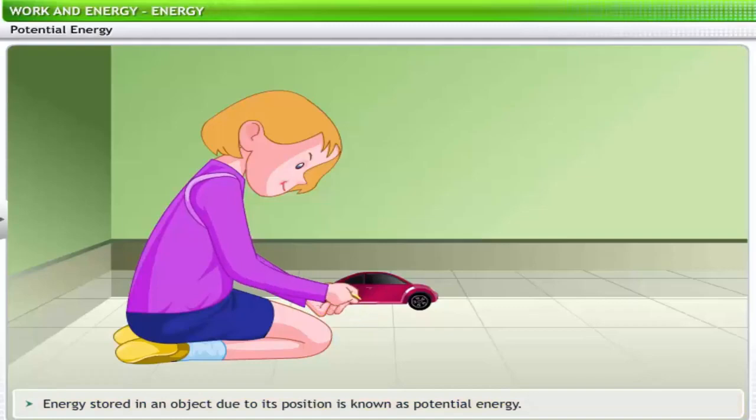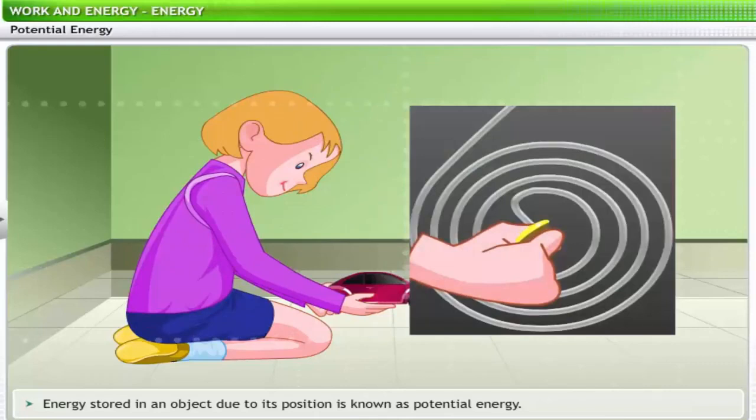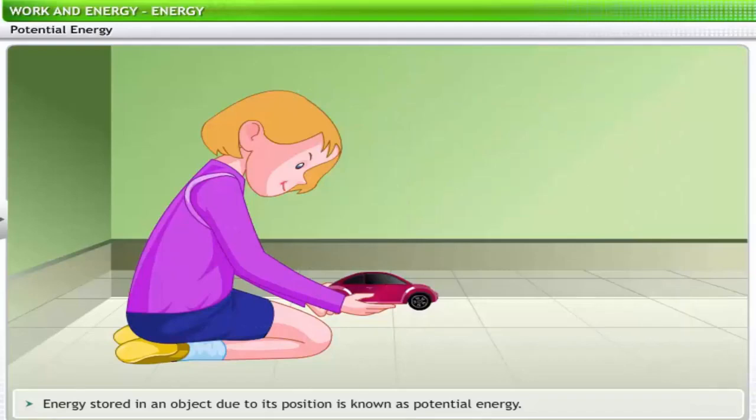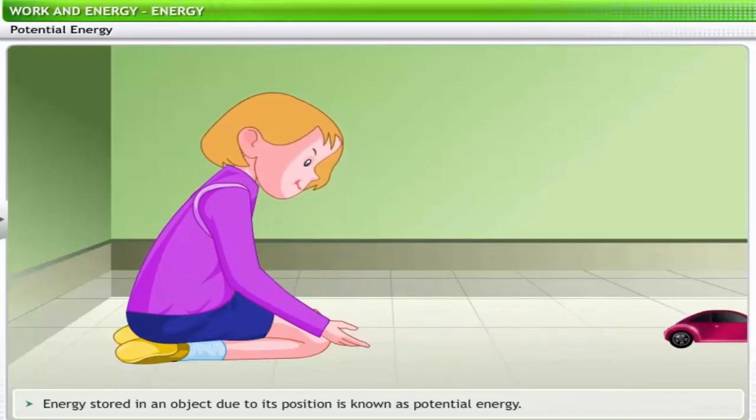Observe the child winding a key in the toy car. The key is actually connected to a spring. Potential energy is stored in the toy by the winding of the spring in the toy by the child. This spring, when released, enables the toy to move. That's how the toy is set in motion when put back on the floor after winding.